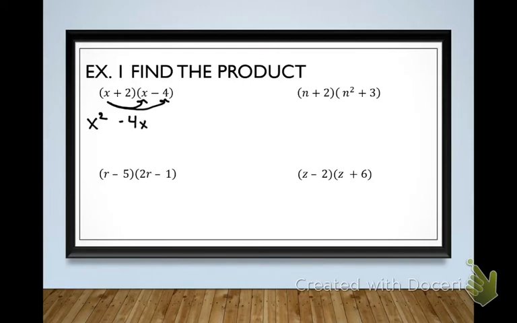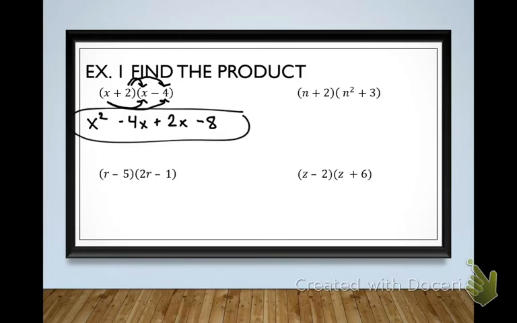Now I multiply my inside terms. What's 2 times x? 2x. Positive or negative, guys? It's positive because both of those terms are positive. Then I multiply my last terms together. What is 2 times negative 4? Negative 8.